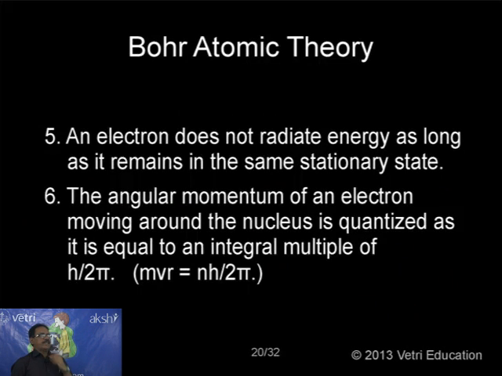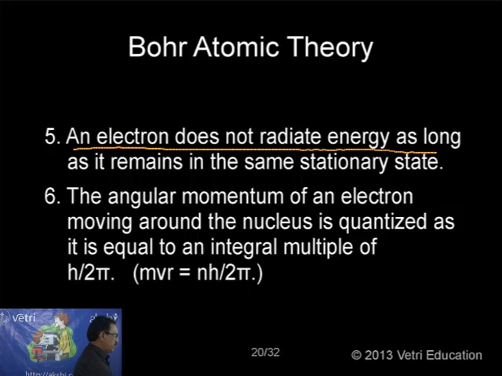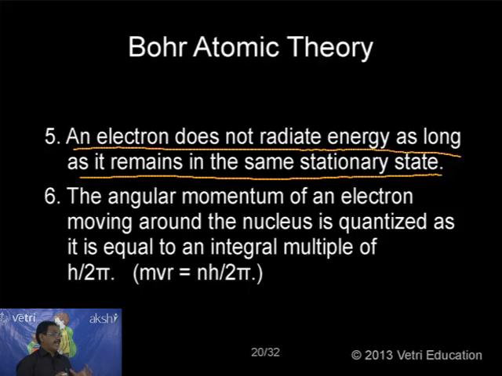Fifth postulate: an electron does not radiate energy as long as it remains in the same stationary orbit. Remember, an electron does not radiate energy as long as it remains in the same stationary state. This is the answer we are giving for the drawback of Rutherford. The question was, what is the drawback? Electrons are negative, so it would go on emitting radiation, and after losing all the energy, it should fall into the nucleus.